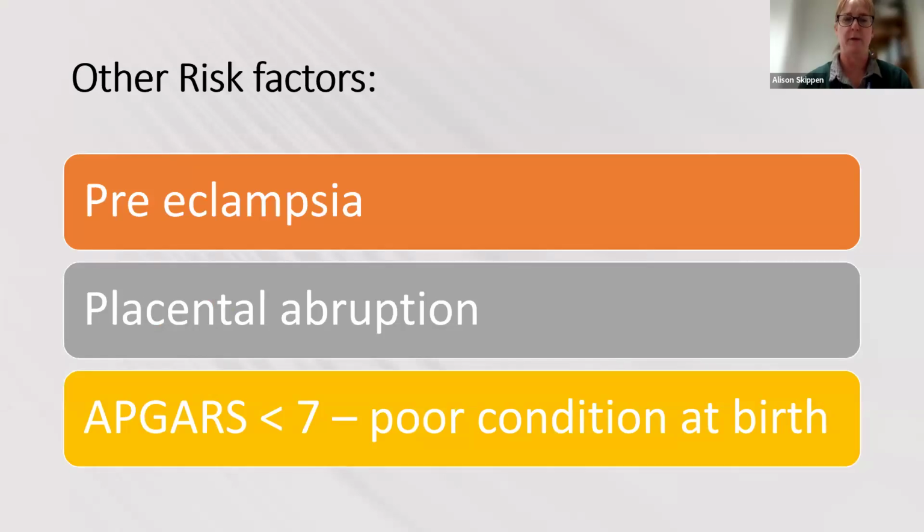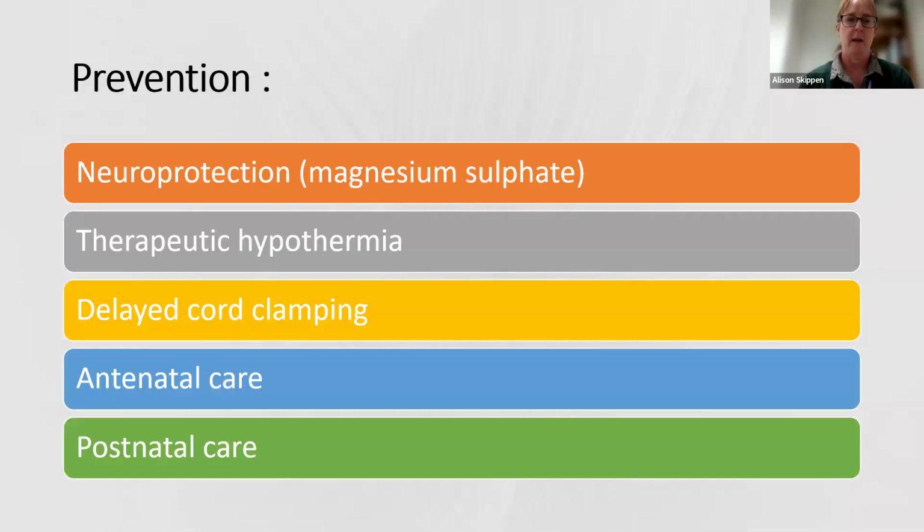Other risk factors might be preeclampsia, so high blood pressure in the mother around the time of birth, placental abruption and APGARs less than 7, so the baby therefore being born in poor condition.